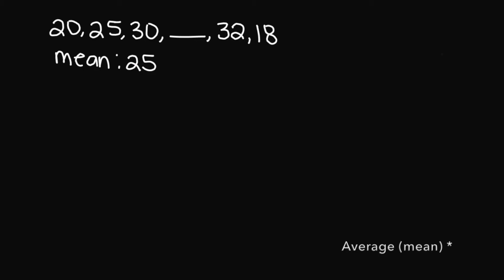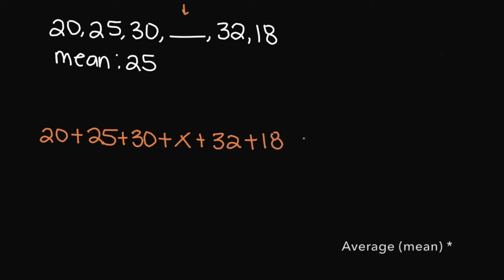So we're going to add all of our numbers. So I'm going to do 20 plus 25 plus 30 plus x, because this is going to stand for our missing value, plus 32 plus 18. This is going to equal 25, which is our average. And we are going to divide my data set here by the number of items I have. So we have 1, 2, 3, 4, 5, 6. So I'm going to divide my data set here by the number 6.